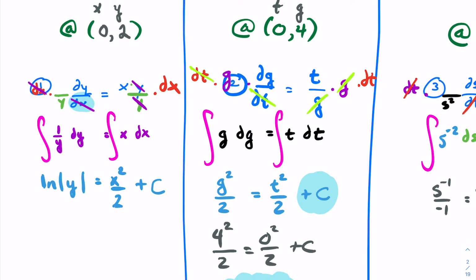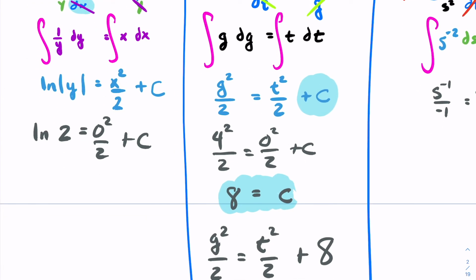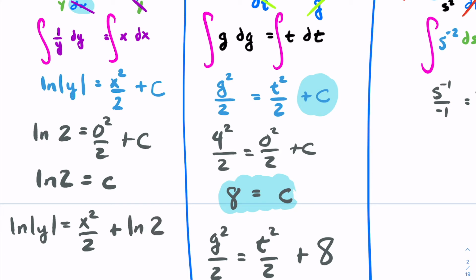Okay, so when you plug it in, you should get the natural log of 2. There's no need for the absolute values because 2 is positive. Equals 0 squared over 2 plus c. 0 squared over 2 is just 0, so that means that c is equal to the natural log of 2. c can come out really simple or really complex, but it doesn't matter. It's still a lot easier. So here we go. Natural log of y is equal to x squared over 2 plus the natural log of 2. We just plugged in what c is equal to.